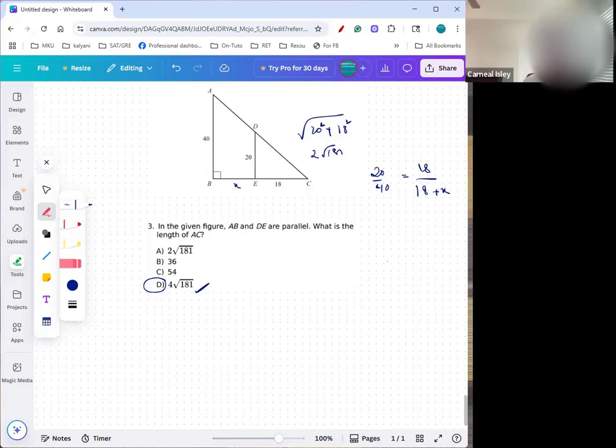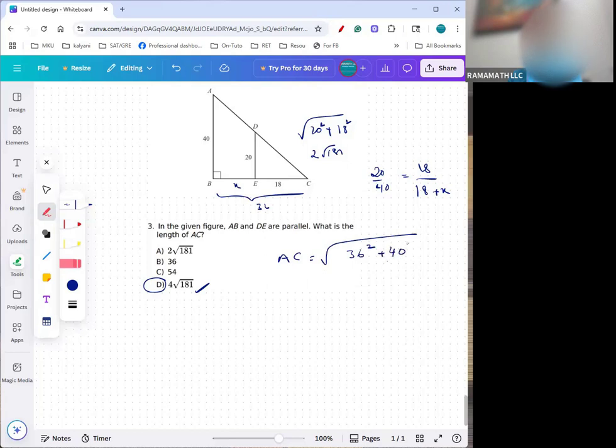Well, I have a question. Yes. I got the first part where I figured out 36, but how did you get 4 radical 181? Okay. So if this is 18, this whole thing is 36. Now, since it's a right triangle, the Pythagorean theorem says a squared plus b squared equals c squared. So we're finding AC, so that's the hypotenuse. So it's AC equals the square root of 36 squared plus 40 squared.